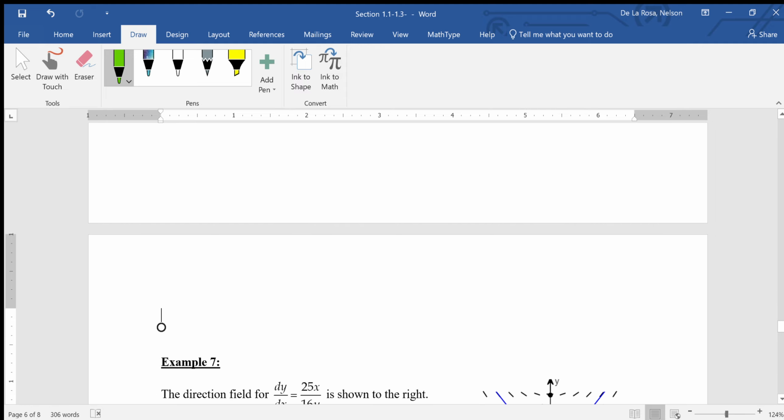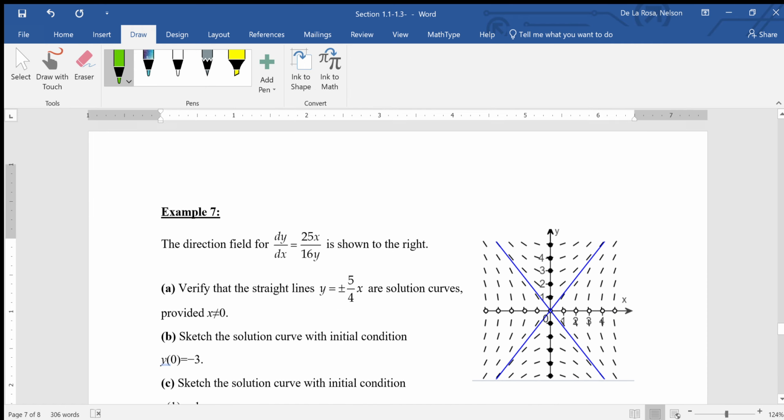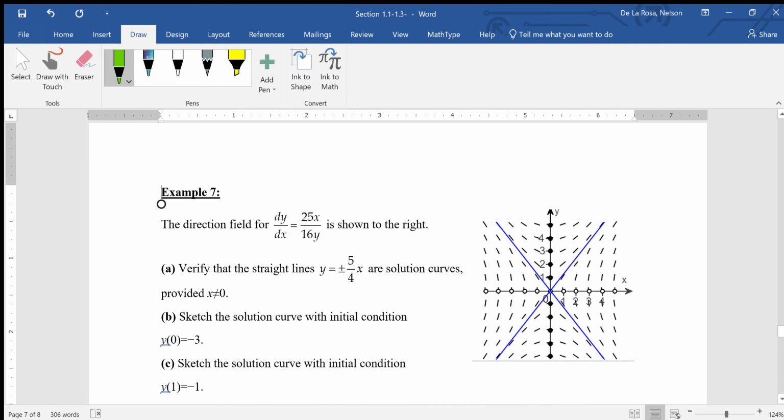Example 7. The direction field for this differential equation is shown to the right. Verify the straight line y equals 2 plus and minus 5 over 4x is a solution, provided that x is different to 0. So what do you have to do?